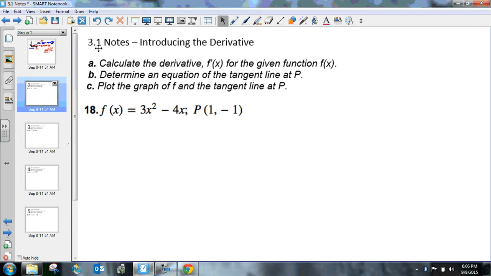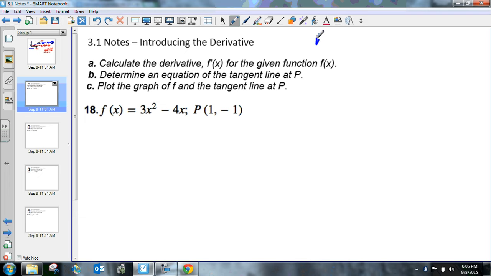Okay, welcome back to the 3.1 notes, and this is introducing the derivative. For the problems that I've assigned, I want you to do these three things here. Calculate the derivative f prime for the given function f of x, determine an equation of the tangent line at P, and then plot the graph of f and the tangent line at P. So let's just go ahead and get started.